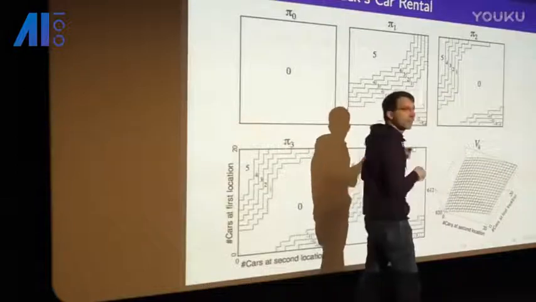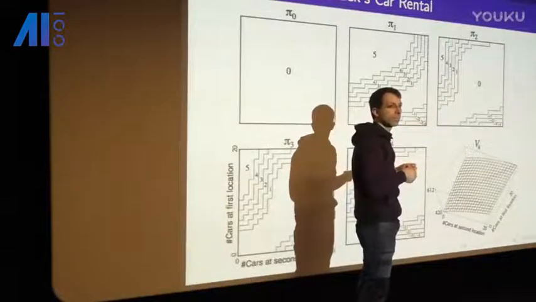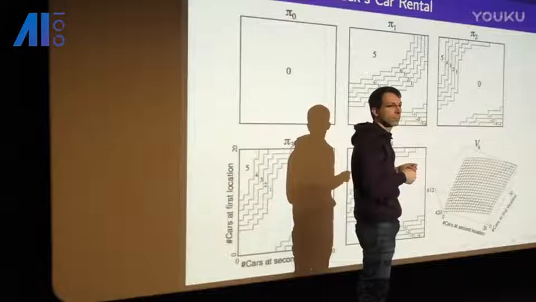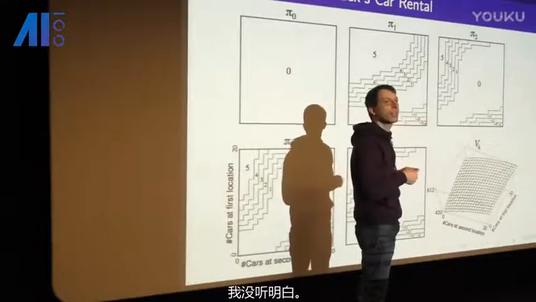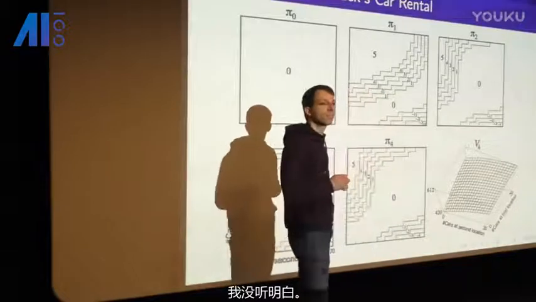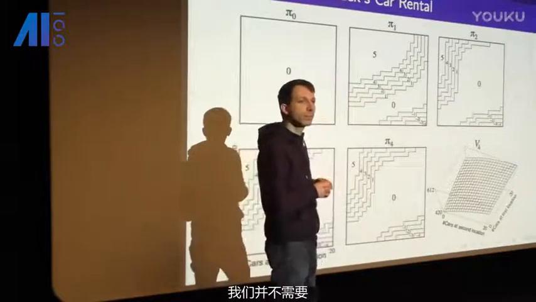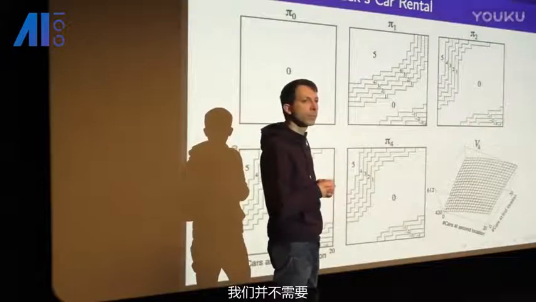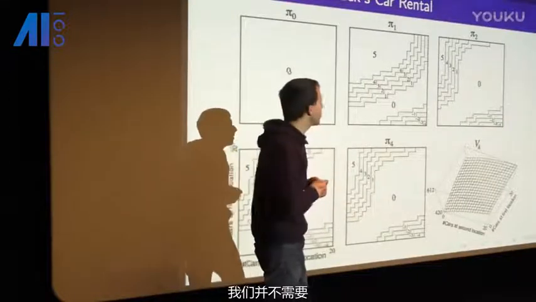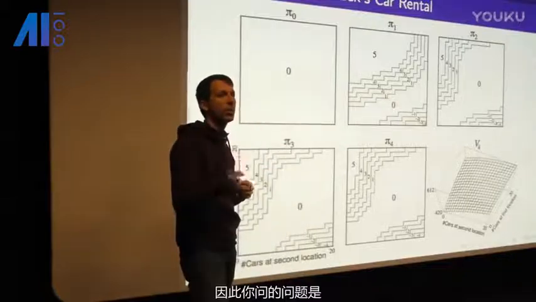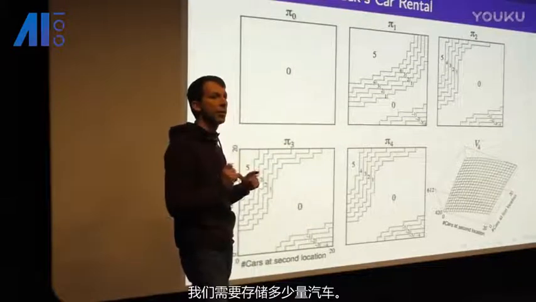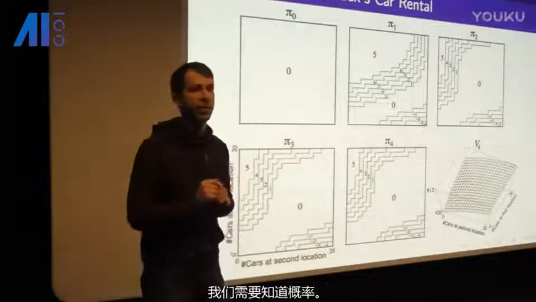returned. But we have assigned probabilities for how many cars are rented and returned, right? I didn't understand the question, sorry. So, to estimate the next step, we need to know how many cars, let's say, were rented and how many cars were returned. We don't need to know exactly how many. So the question is, do we need to know how many cars were rented or returned? Oh, just the probability on this. So we need to know the probabilities. Yeah.